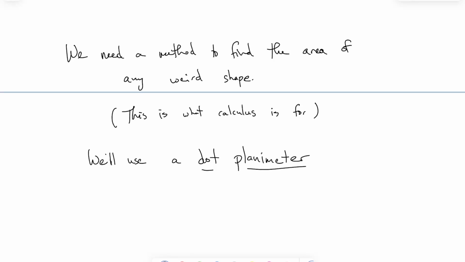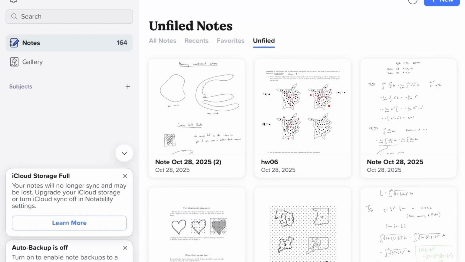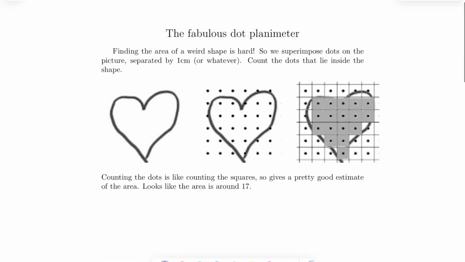All right. So this is the dot planimeter. Like I said, this is kind of a stupid idea, or at least a very simple idea. All right, I have this here. Can we read this together? We don't have to read it out loud. Finding the area of a weird shape is hard. So the strategy is we superimpose a grid of dots on the picture. So if I want to find the area of this heart shape here, the idea is you put dots in a grid that are separated by a certain distance. So the one that I printed out, these are meant to be 1 centimeter apart, all right?